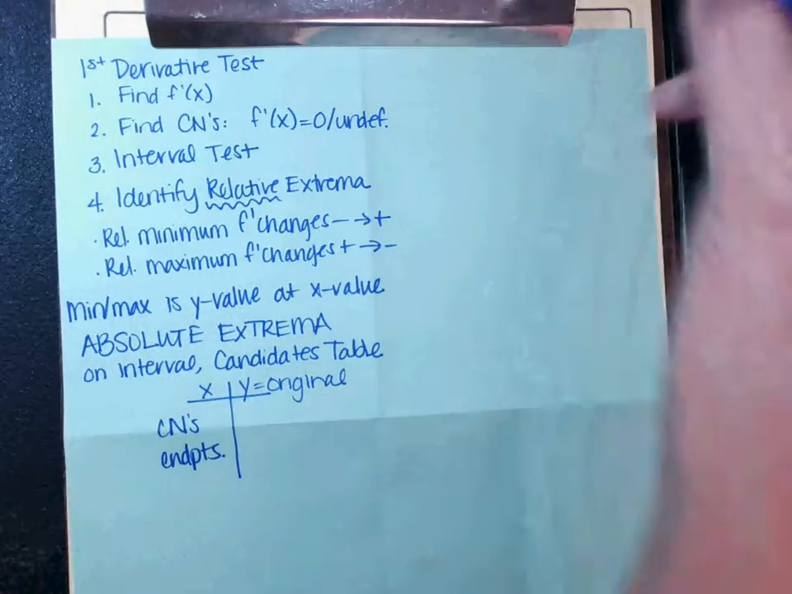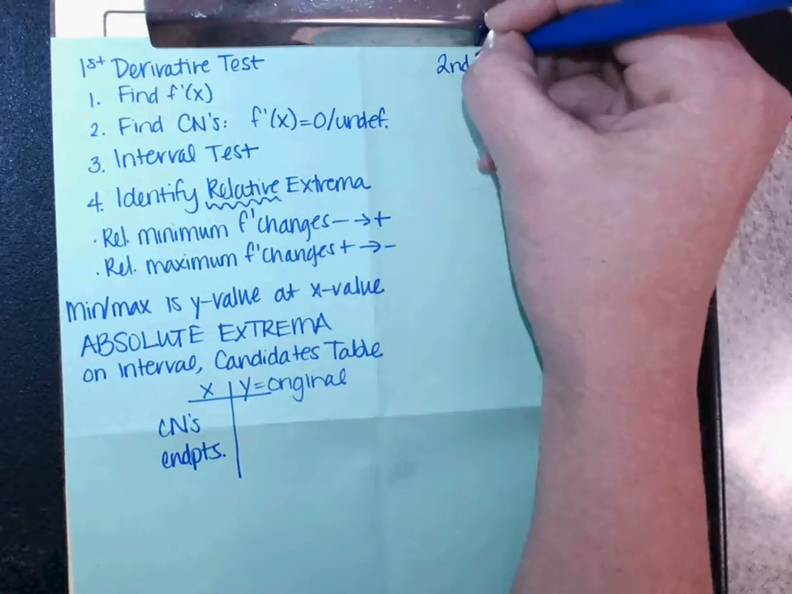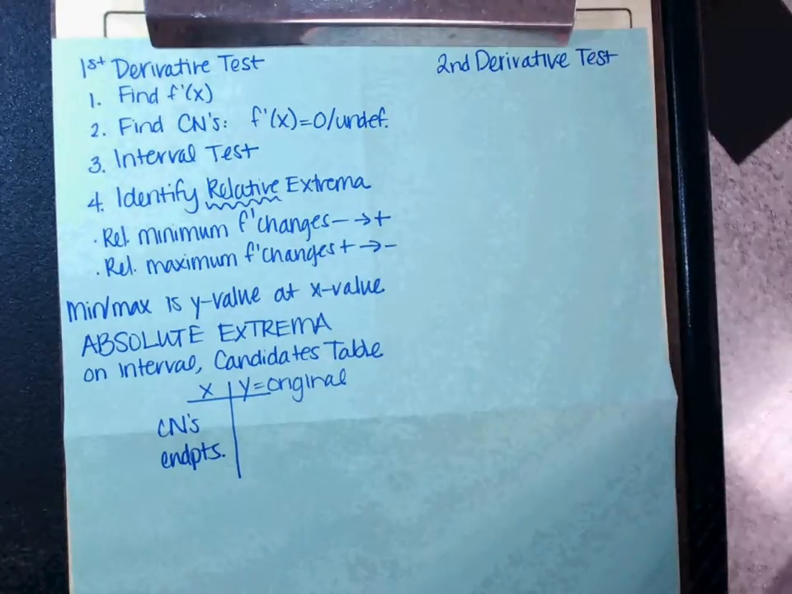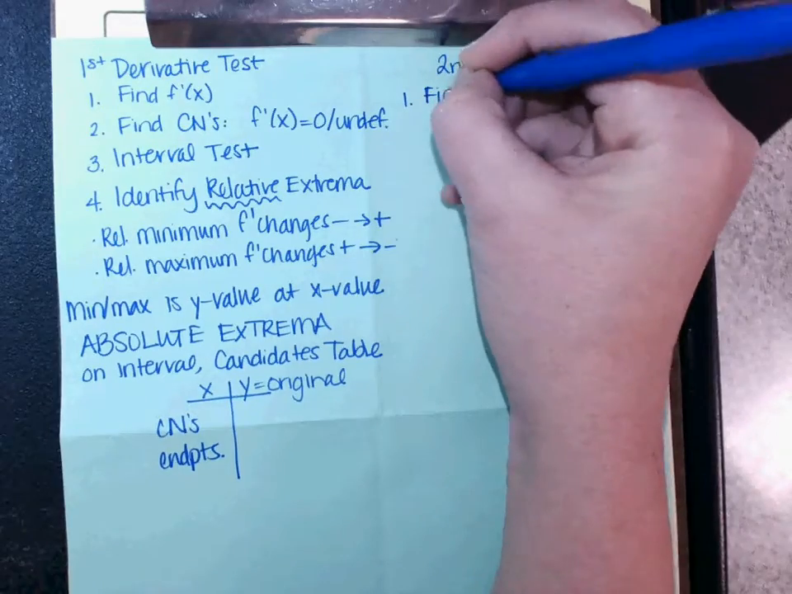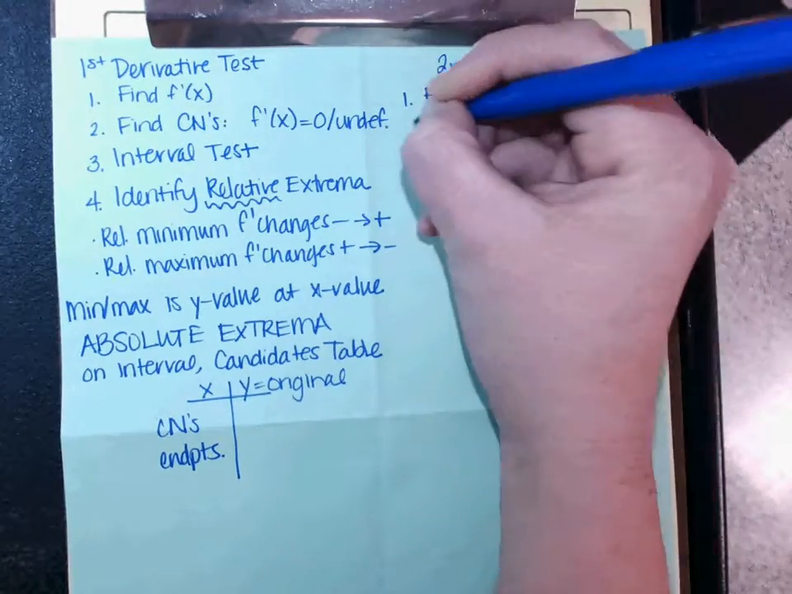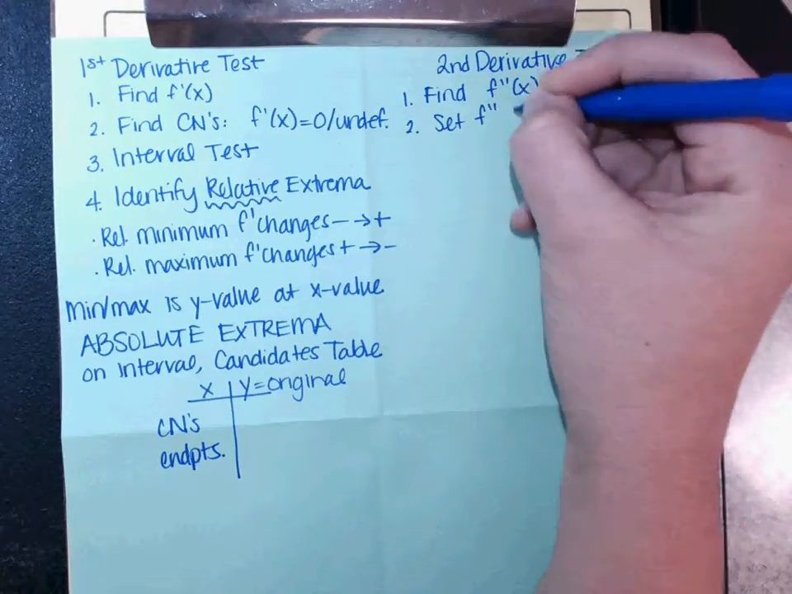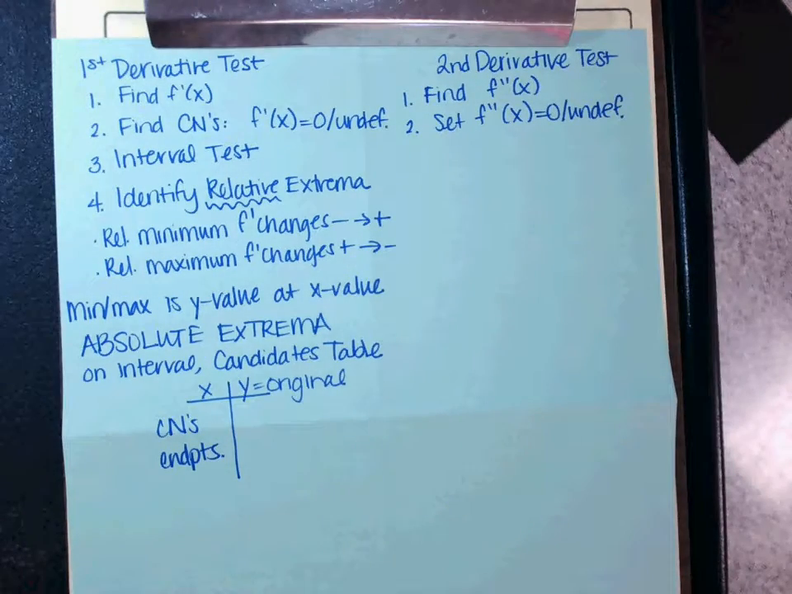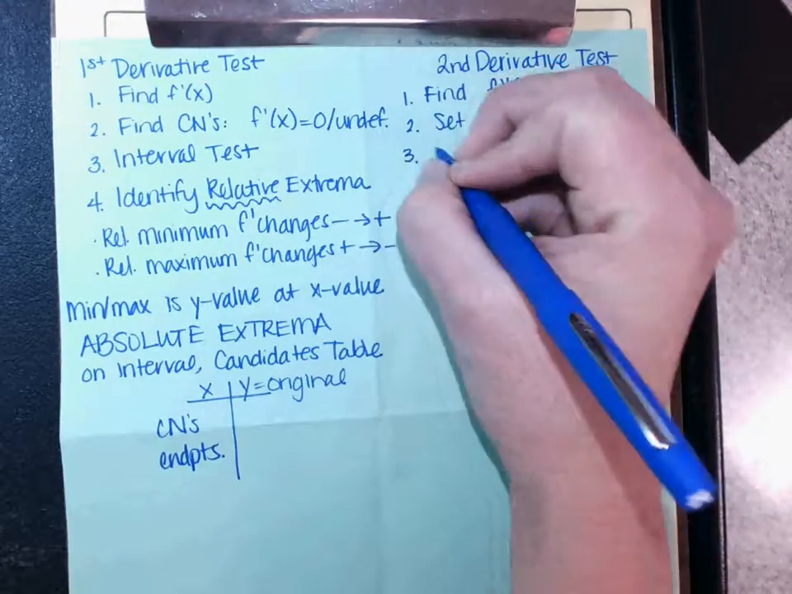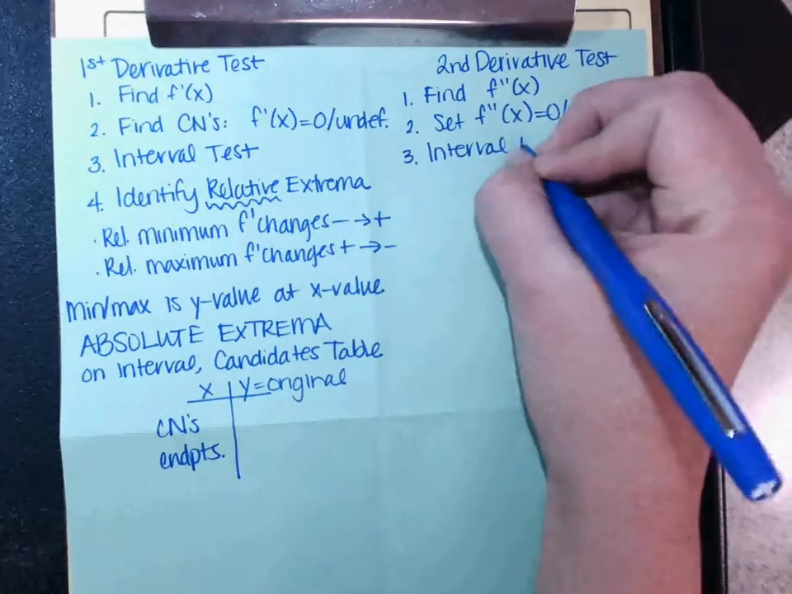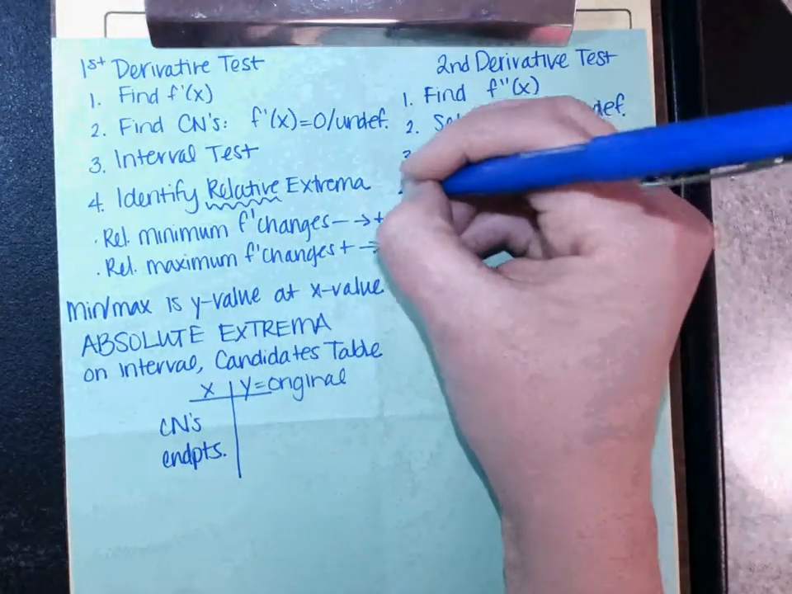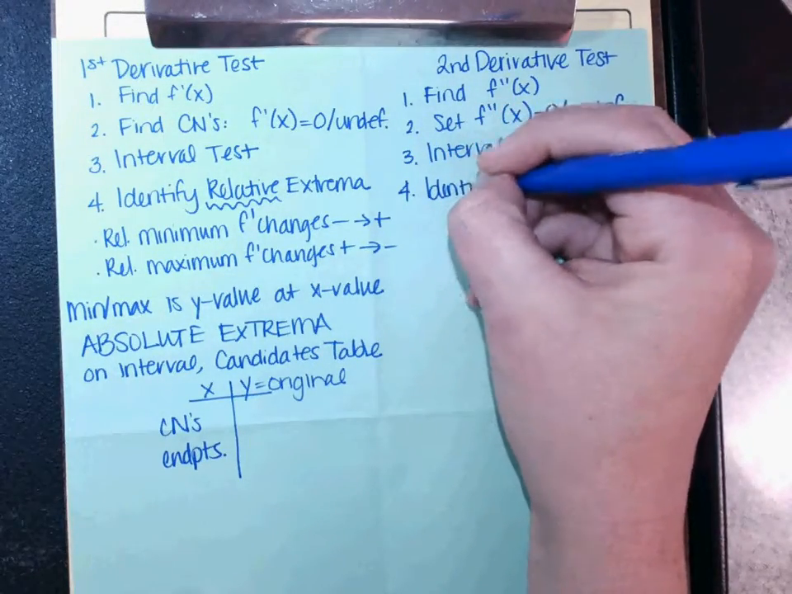Alright, the other thing you need to know how to do is a second derivative test. Okay, and for the second derivative test, you are going to need to find the second derivative, f double prime of x. Okay, then you are going to set f double prime of x equal to 0 or undefined. And you are going to find what are not called critical numbers, but are sort of the equivalent for the second derivative. Okay, then you're going to do an interval test. Now remember, on the interval test, you're checking for the signs of f double prime. Okay, and then you can use that chart to identify your inflection points.